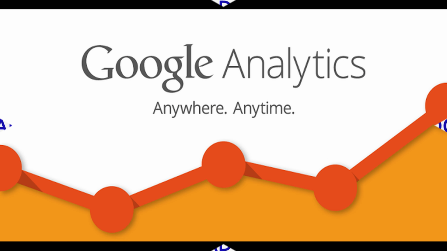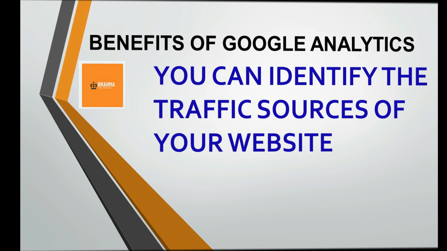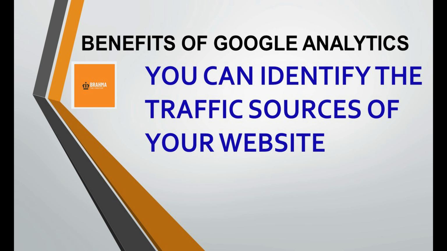The basic usage of Google Analytics will give the following information about your website. Traffic sources. You can identify the traffic sources of your website, how a visitor comes to your website. Whether it's direct traffic, organic traffic, that is natural traffic coming through search engines, social media traffic, referral visits, that is visitors coming to your website through hyperlinks from other websites, or visits through advertisements.